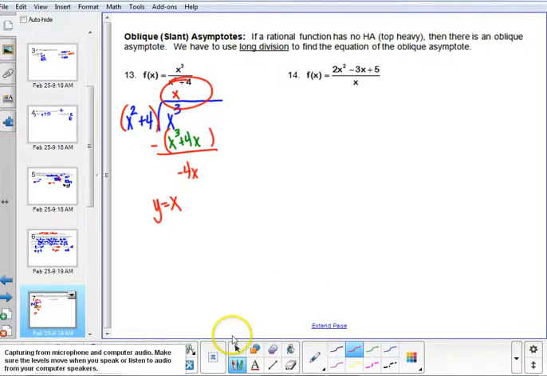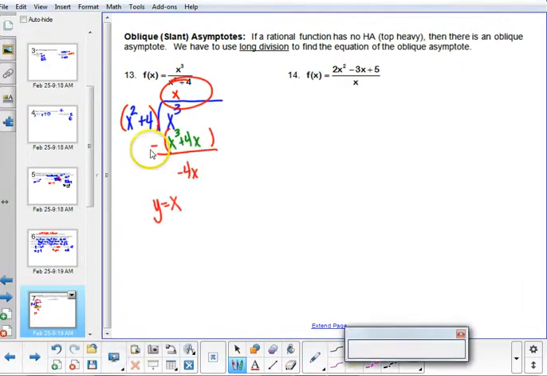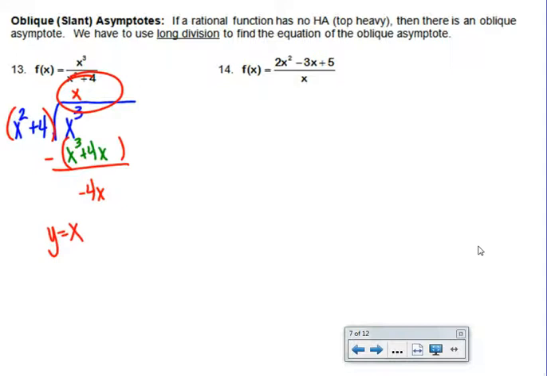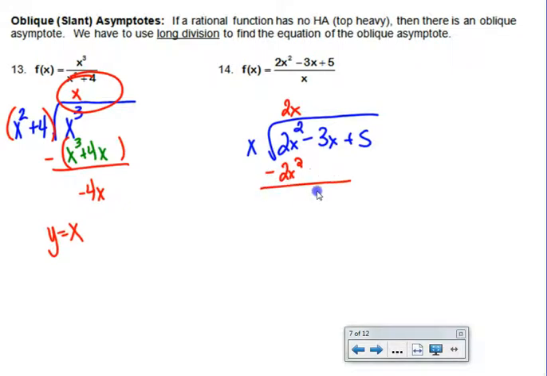Let's try doing long division so we can find the equation of the oblique asymptote, since that is a top-heavy rational expression. So 2x squared minus 3x plus 5 dividend divided by the divisor of x. 2x squared divided by x is 2x. 2x times x is 2x squared. And then of course we're going to subtract. Bring down negative 3x.